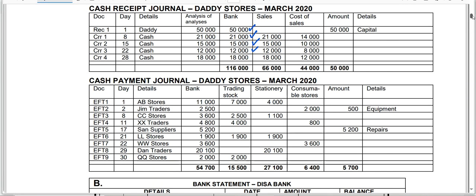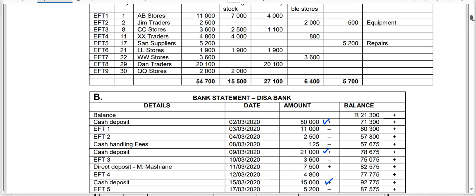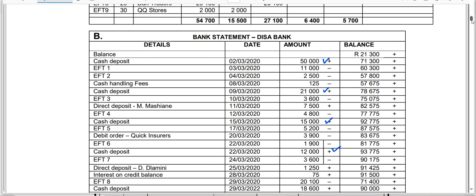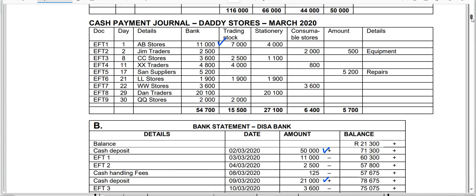When we look at our CPJ, our first amount is 11,000. Is that 11,000 there both sides? Yes, we can see that it appears here and then it also appears on the bank statement. So we tick it both sides. Okay, and then the next amount that we have is for 2.5. That 2.5, we can see it's EFT2. That 2.5 appears here, it also appears here.